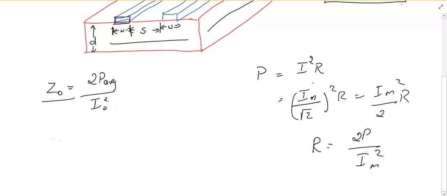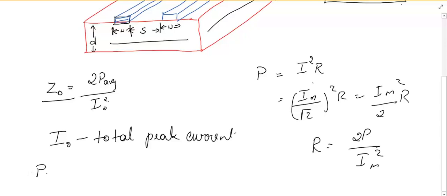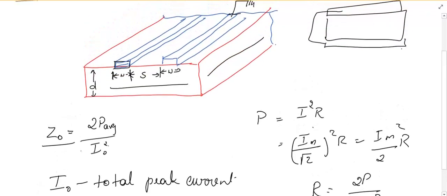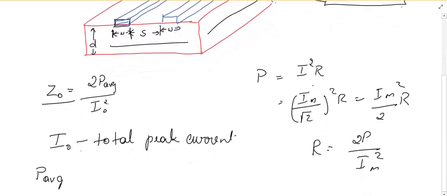So from this, what is our I naught? I naught is nothing but the total peak current. And the other thing given here is the P average. What is the average power? It is the power that is flowing in any direction, because whenever we speak about radiation or power, it depends on the coordinate system: X coordinate, Y coordinate and Z coordinate.